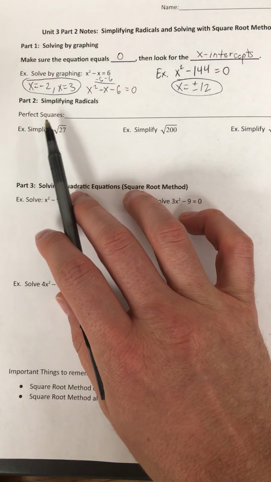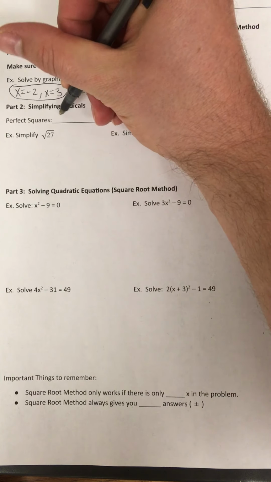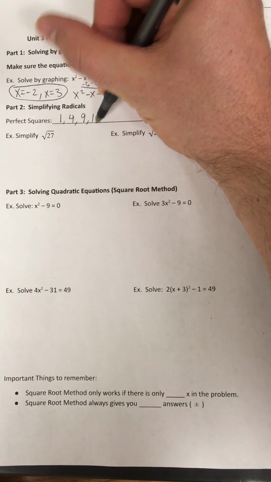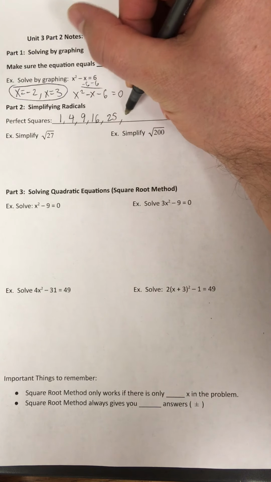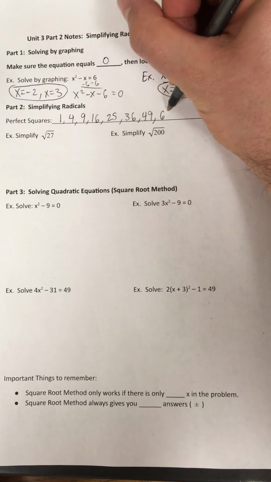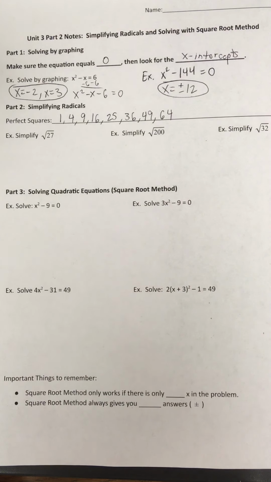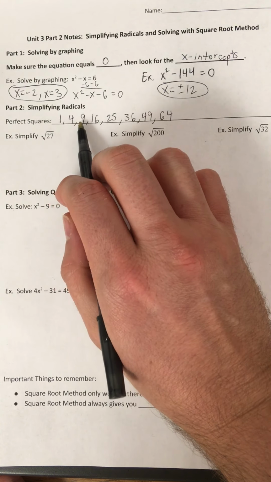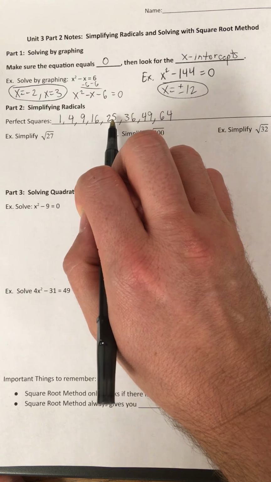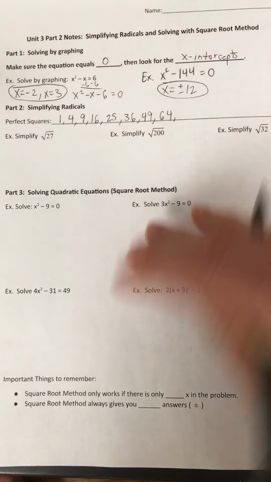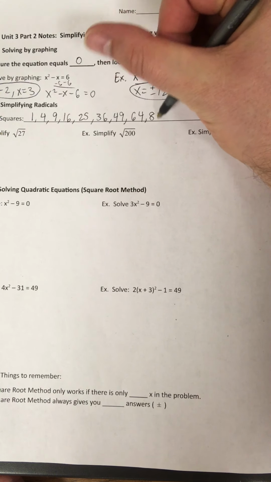You need to remember something called perfect squares. These are numbers like 1, 4, 9, 16, 25, 36, 49, 64. Are you seeing the pattern? 1 times 1 gives you 1. 2 times 2 is 4. 3 times 3 is 9. 4 times 4, 5 times 5, 6 times 6, 7 times 7, 8 times 8. So what would be the next one? 9 times 9, 81.